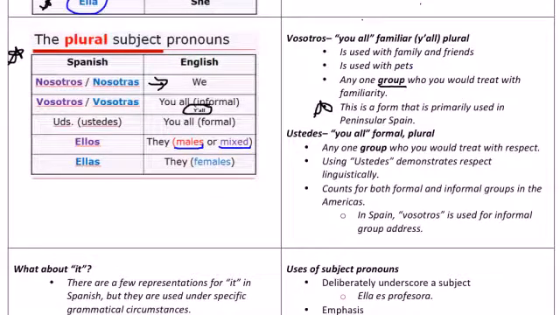Ustedes, you all, formal, plural, is used with any one group that you would treat with respect. Again, using ustedes demonstrates respect linguistically, and it counts for both formal and informal groups in the Americas. So instead of using vosotros in Latin America, you would use ustedes.